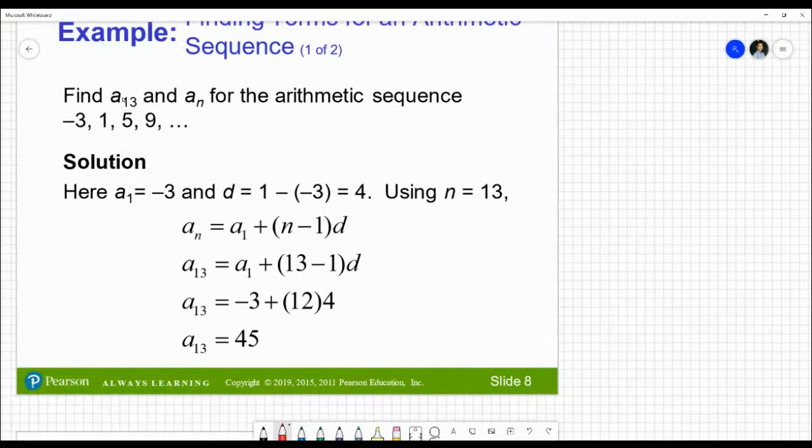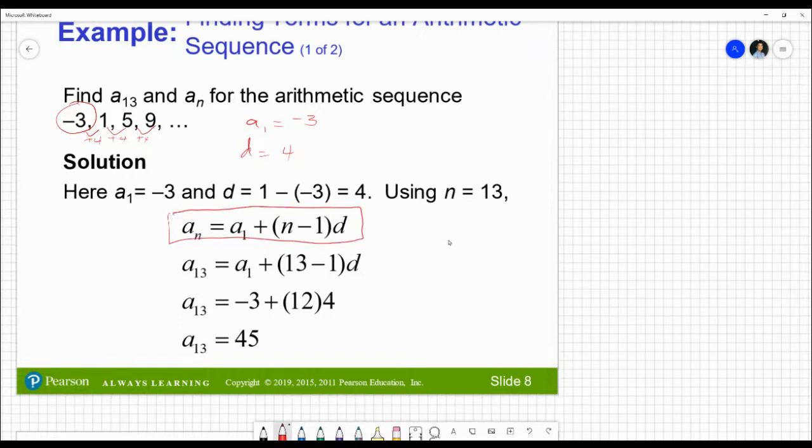Okay, here they ask us to find A13, so the 13th term, and AN, which is our general formula. So let's use what we know here. We know A1 is equal to -3, and we know that D is equal to 4. So you can see here, if I keep adding 4, so D is equal to 4, and we plug it into the formula here.